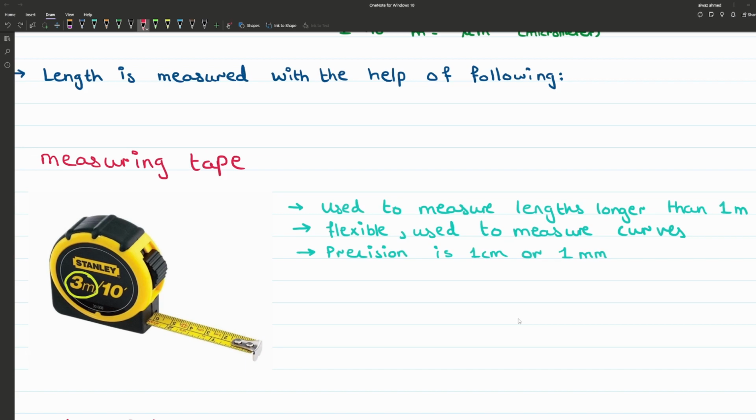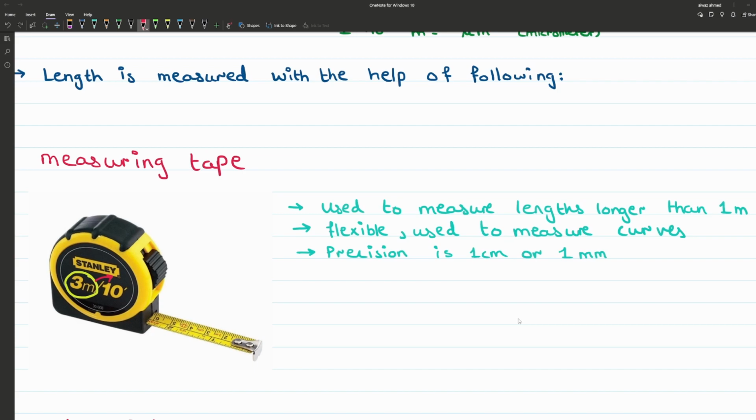The first one is measuring tape. Measuring tape can be used to measure lengths longer than 1 meter because, as we can see, this measuring tape is 3 meters long. They are flexible and can be used to measure curves. Like if you want to measure the circumference of a football or a round table, we can use a measuring tape. They have a precision which is 1 centimeter or 1 millimeter.